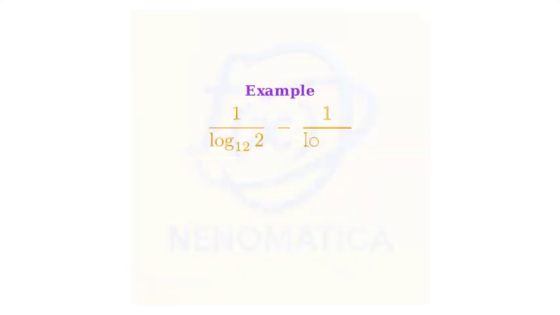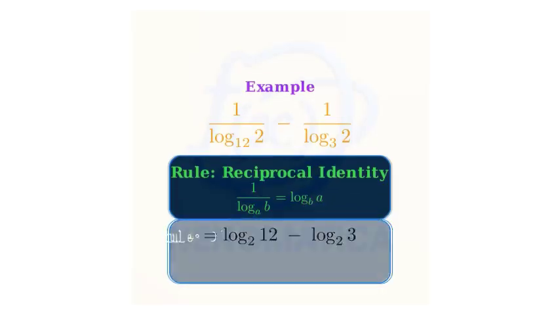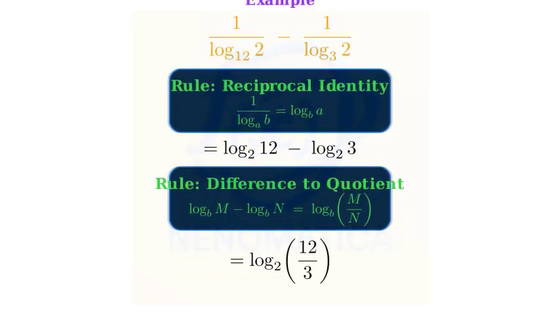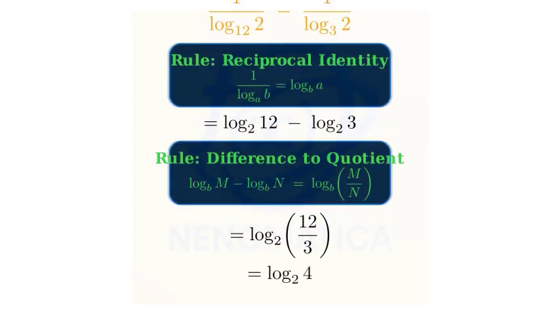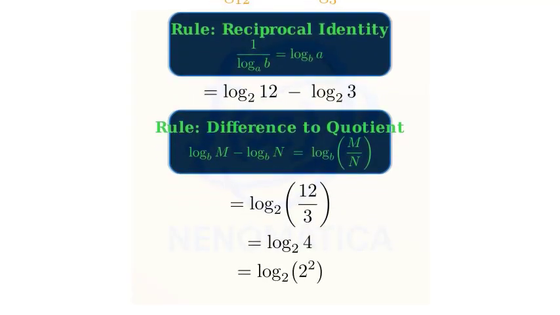We will replicate the steps exactly as shown. 1 over log base 12 of 2 minus 1 over log base 3 of 2. Step 1. Apply the reciprocal identity: 1 divided by log base a of b equals log base b of a. That turns each fraction into a log with base 2. Step 2. Same base subtraction converts to a quotient inside a single logarithm. Step 3. Simplify the quotient 12 over 3 equals 4. Step 4. Rewrite 4 as 2 squared.